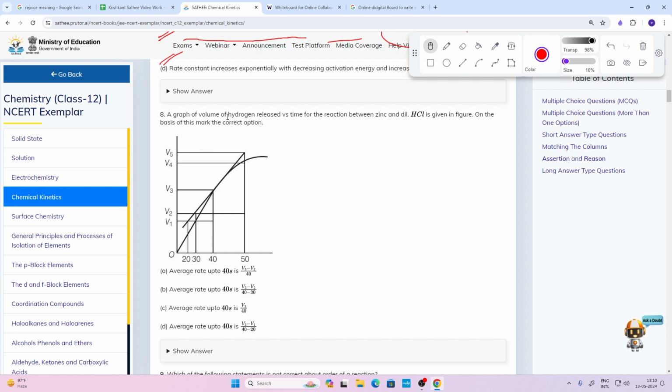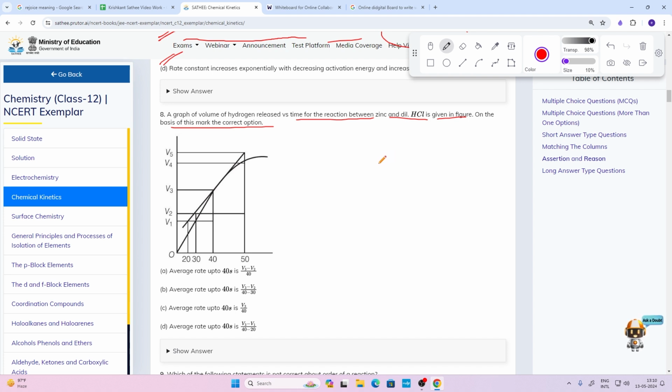Next question: a graph of volume of hydrogen released versus time for the reaction between zinc and dilute HCl is given in the figure. On the basis of this, mark the correct option. So we have a graph of volume, and this is our thing. The reaction is between zinc and dilute HCl, and the volume of hydrogen has been plotted. On the basis of this, we have to find the correct option.